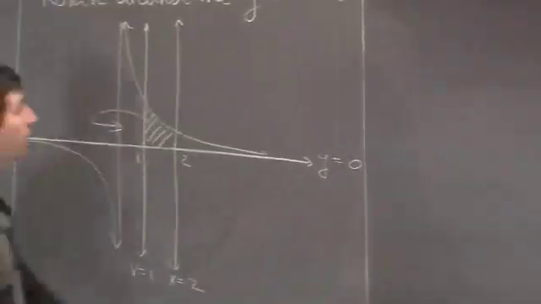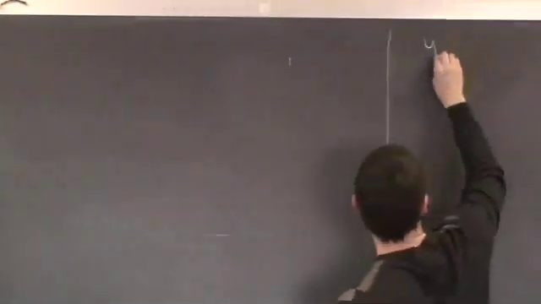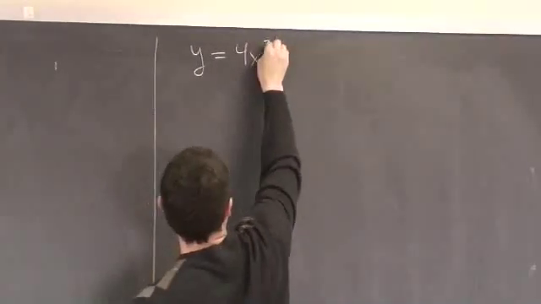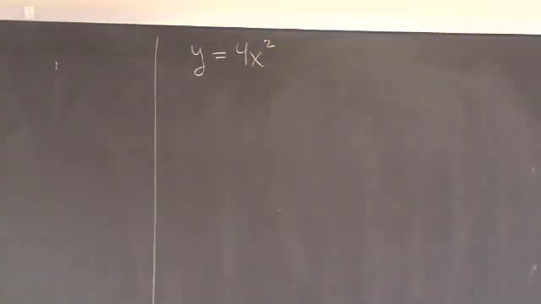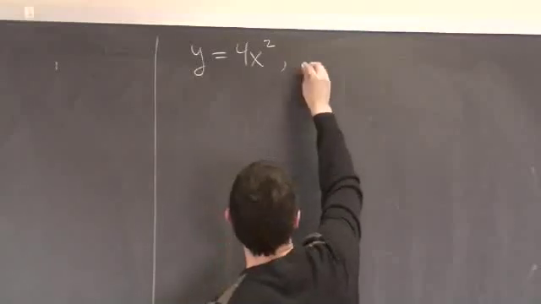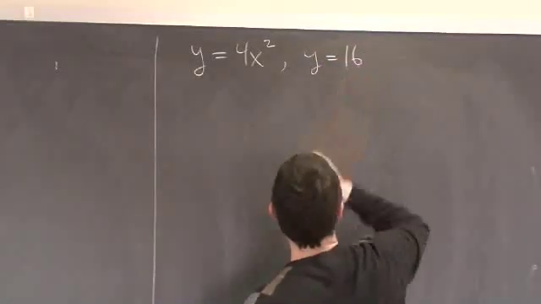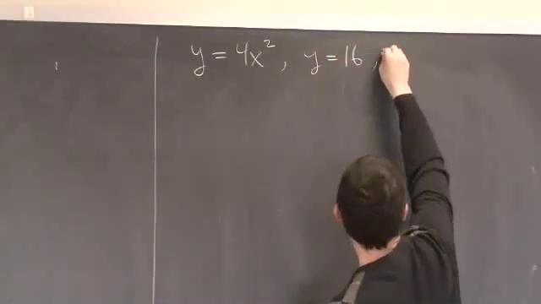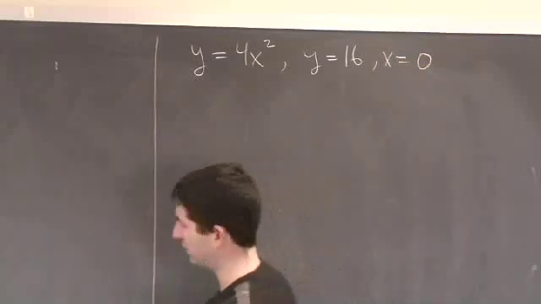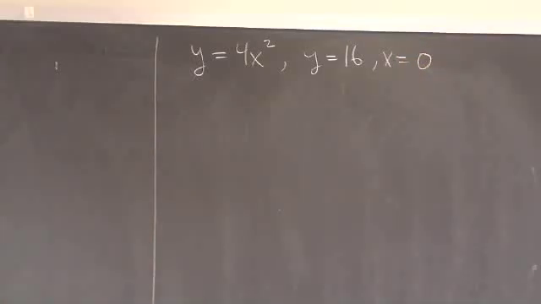All right, so get all the numbers right. 16 and 0. Okay, so our function is going to be y equals 4x squared, and we're going to bound it between y equals 16 and x equals 0. And I think we're going to rotate around the y-axis.